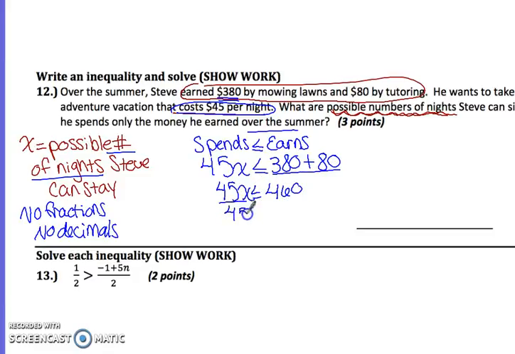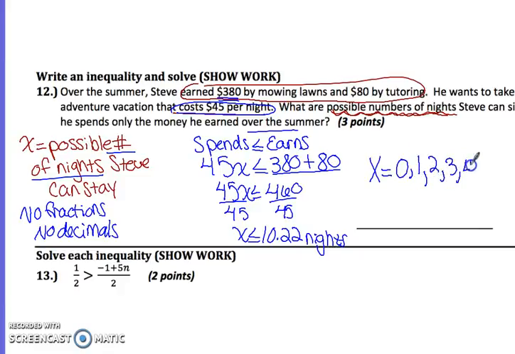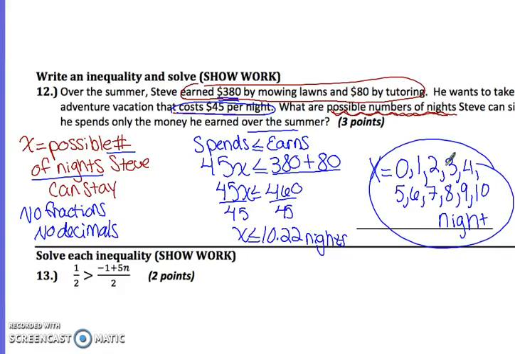Divide both sides by 45 and you get x is less than or equal to 10.22 nights. However, we already said we cannot have decimals. He does not have enough money for 11 nights. So the answer would be he could stay 0 nights. He could stay 1, 2, 3, 4, 5, 6, 7, 8, 9, or 10 nights. The only answer would be an itemized list like that.